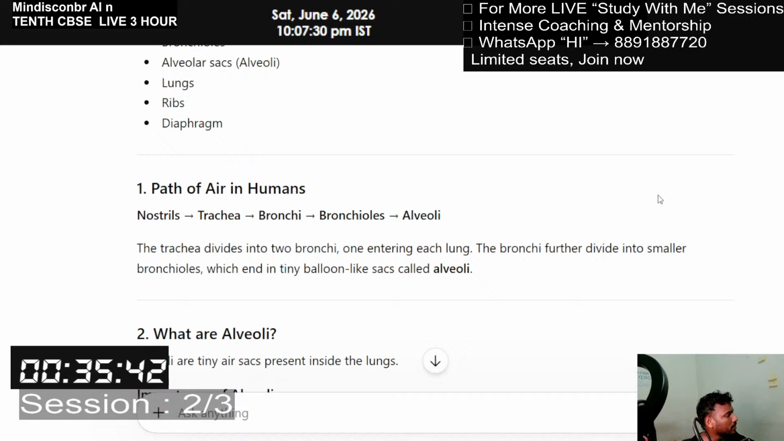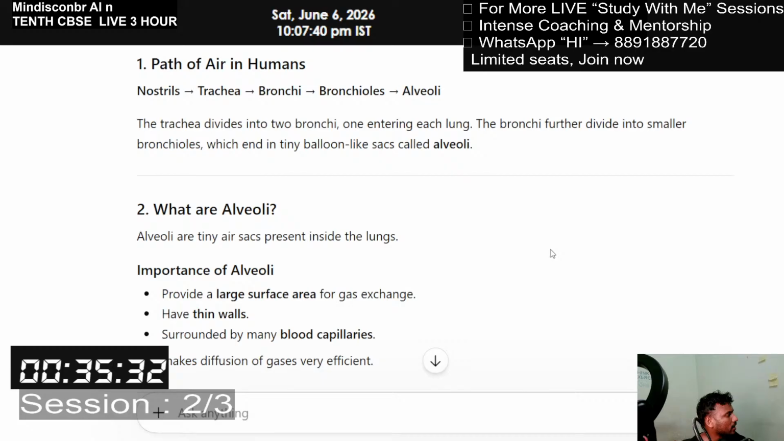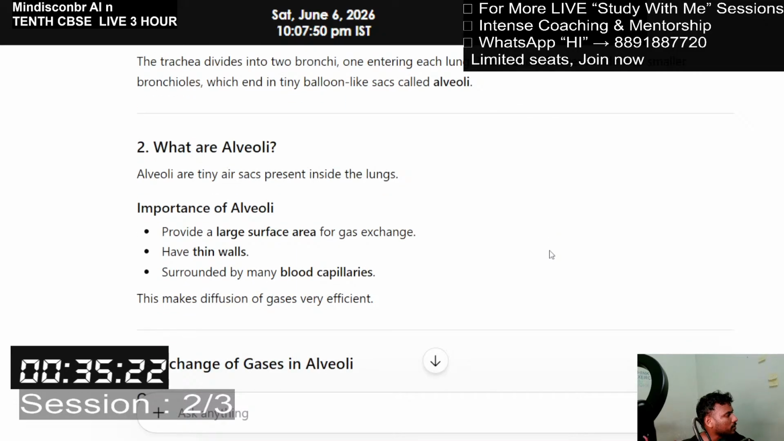So the trachea divides into two bronchi, one entering each lung. The bronchi further divide into smaller bronchioles which end in tiny balloon-like sacs called alveoli. What are alveoli? Alveoli are tiny sacs present inside the lungs. Importance of alveoli: they provide a large surface area for gas exchange, and have thin walls surrounded by many blood capillaries. This makes diffusion of gases very efficient.